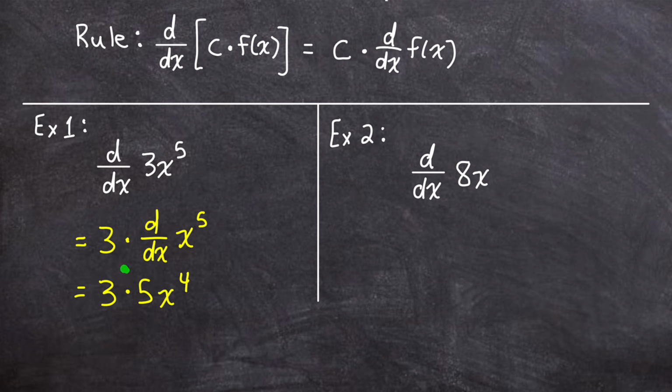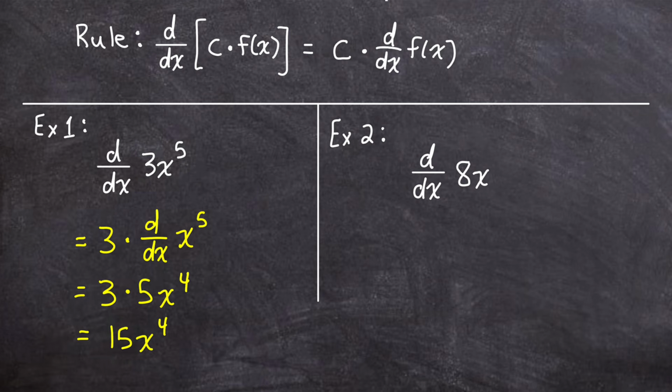And then you could simplify these constant factors, 3 times 5, to 15, making the derivative 15x to the power of 4. And you'll probably notice a shortcut that works if we have power functions like this. You can just take the exponent and multiply it by the coefficient to give you 15, and then reduce this exponent by 1 to give you 4.